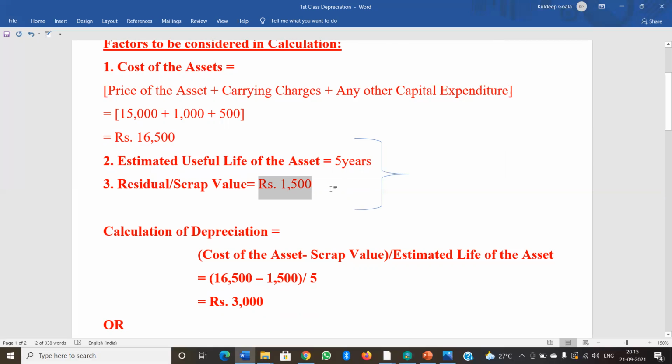And this 15,000 rupees we are losing in how many years? 5 years. So every year how much are we losing? 3,000. So that is the depreciation. That is the value of the asset we are losing every year. So that is called the depreciation. I hope all of you have understood.